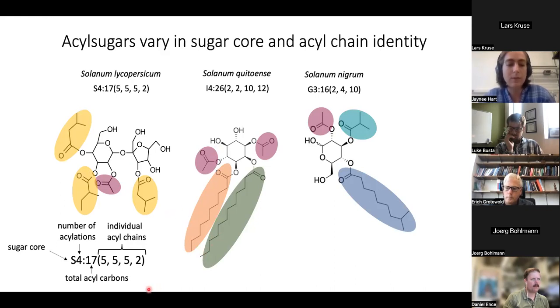And to describe these acyl sugars, we use this nomenclature that I'm going to be using a little bit throughout the talk. So the first letter describes the sugar core. So in this case, for this acyl sugar, we have sucrose with 4 acylations, 17 total carbons in the acyl chains, and 4 individual acyl chains, and the lengths are indicated.